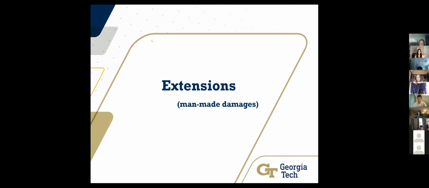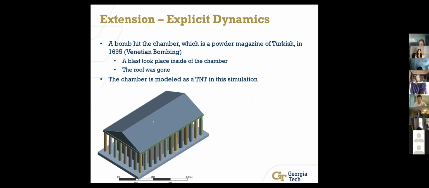And here is the section on man-made damage. As we presented before, a bomb hit the chamber inside of the arsenal, and the chamber was a powder magazine of the Turks, and the blast took place inside the chamber, and the roof was just gone. And the chamber is modeled as TNT in the simulation in the explicit dynamics.